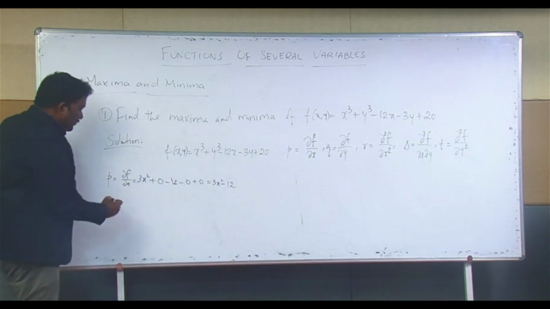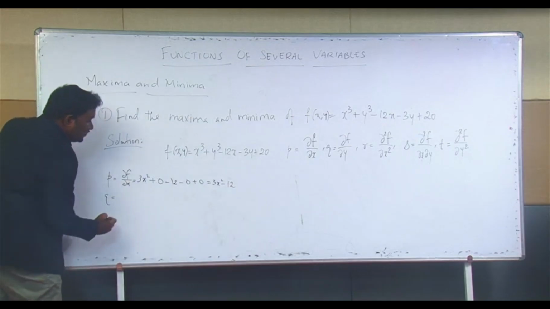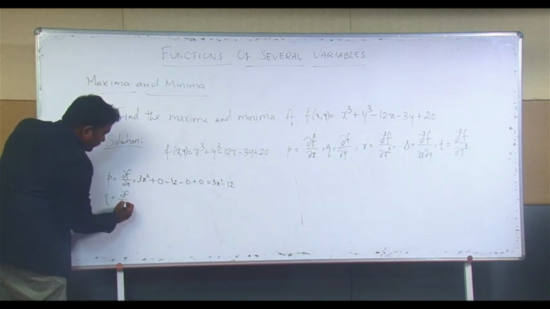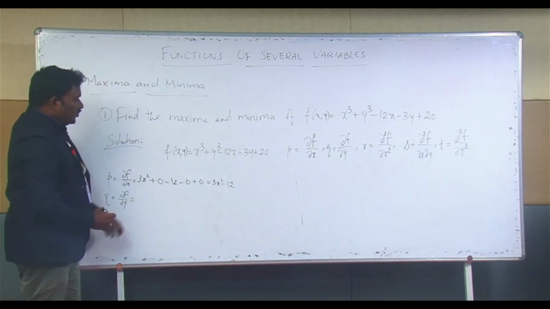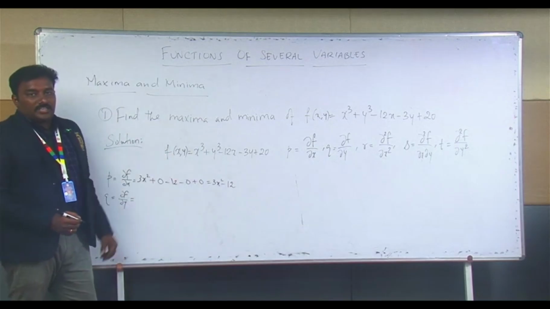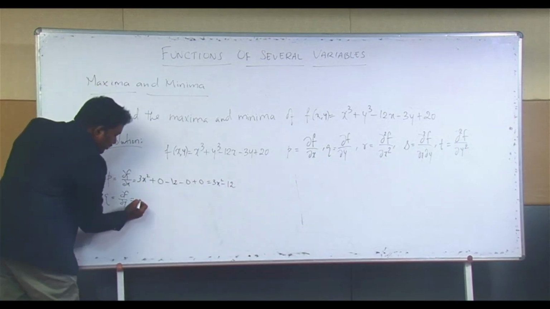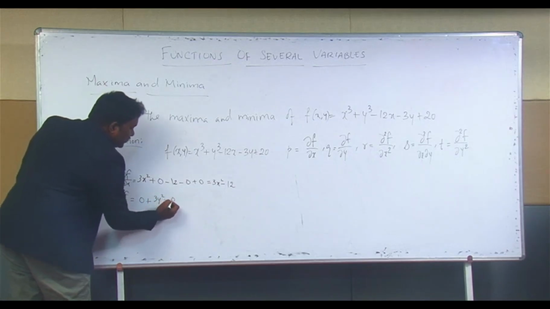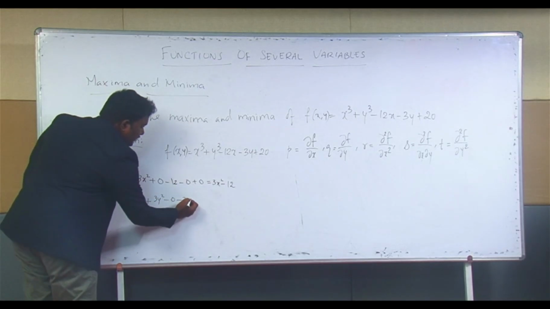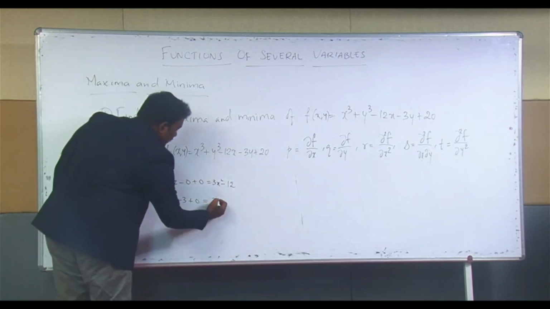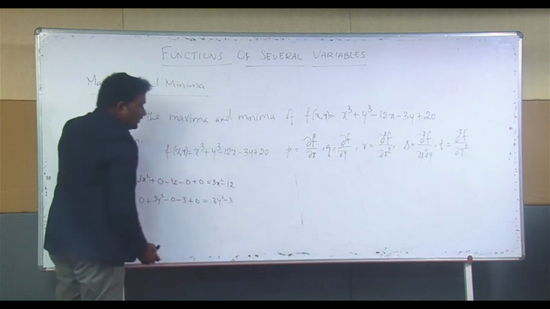And we are going for the value q, which is the value of dou f by dou y. Now we are going to differentiate this function with respect to y partially. So the first term will become 0, the second term will become 3y square, and then 0 minus 3 and 0. So this becomes 3y square minus 3.